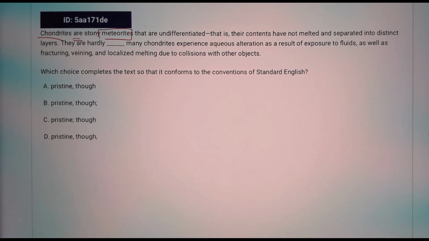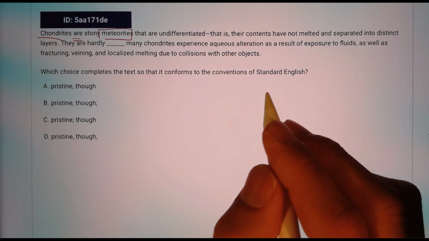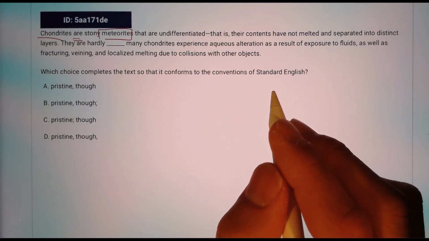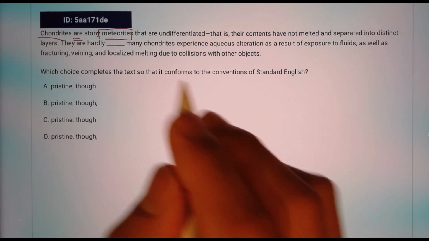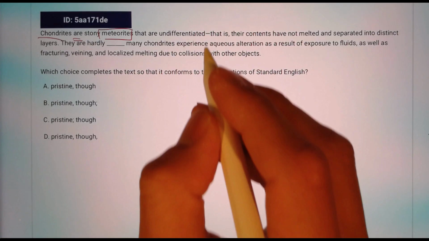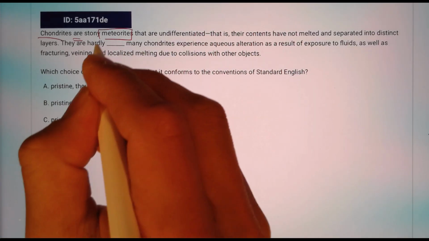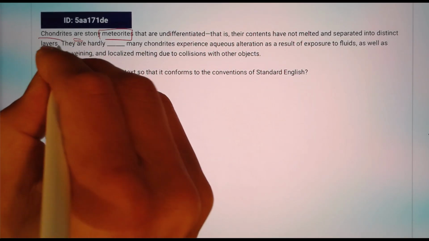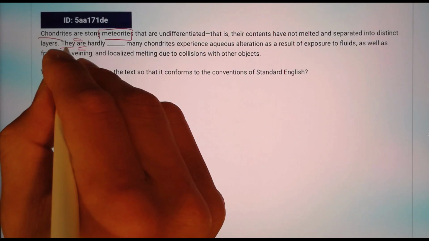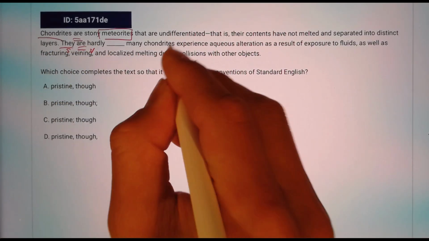They are hardly pristine, though. Many chondrites experience aqueous alteration, like a change, as a result of exposure to fluid as well as fracturing, veining, and localized melting due to collision with other objects. I see the subject is "they" and the verb is "are." They are hardly: subject and verb.